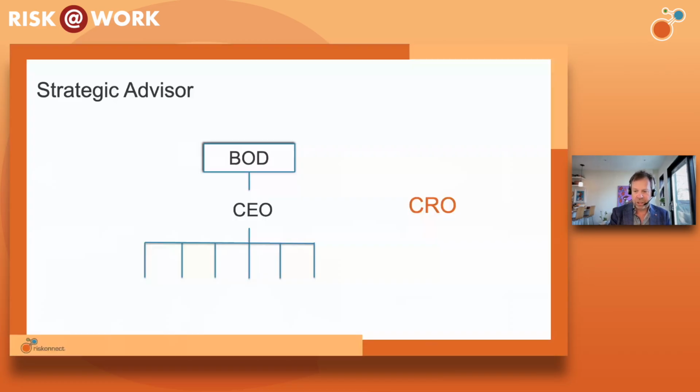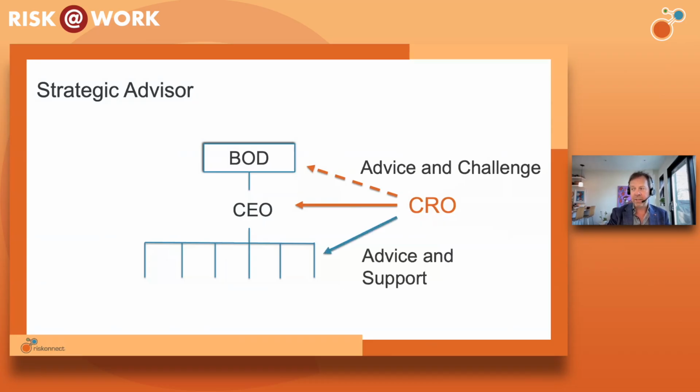So in terms of the relationship, the solid line here is with the CEO. They're not independent of the CEO. To boil it down to one thing, they help the CEO understand risk and talk to their board about it. And do the same thing for others. Help others in the organization also talk to their bosses and peers about risk.